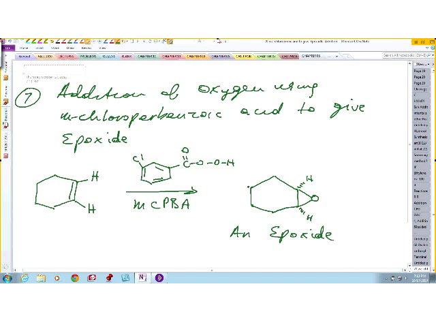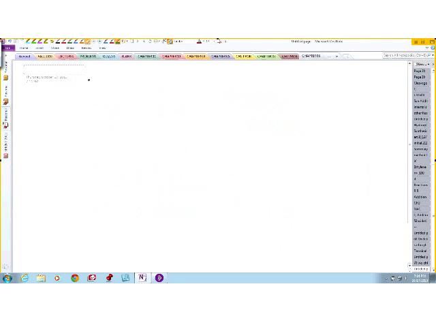Use an epoxide. Now we could also form an epoxide using what we call a halohydrin. You got that? I would caption this another synthesis of epoxide.